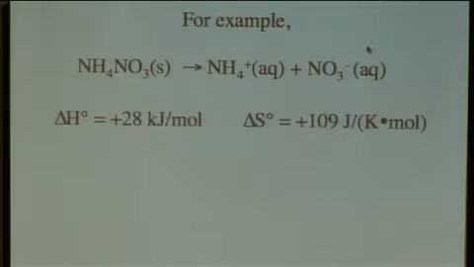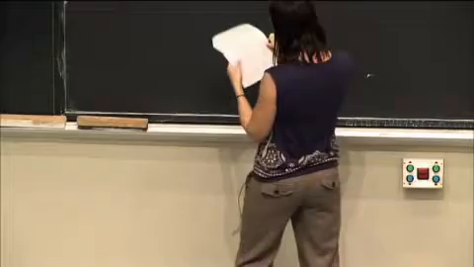But first, I want to take a look at one of the examples that we talked about, which is the conversion of ammonium nitrate when it's solvated, breaking up into its ions. What I had told you is that, in fact, this is a positive delta H, but still the reaction is spontaneous. So let's do this calculation and see if we can confirm that in terms of delta G. The equation, again, that we're going to use is delta G equals delta H minus T delta S.